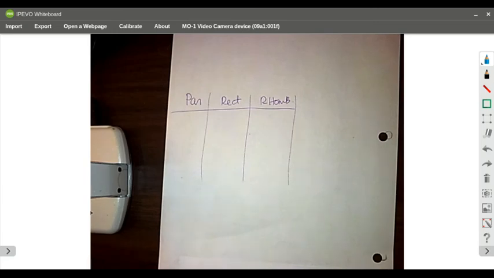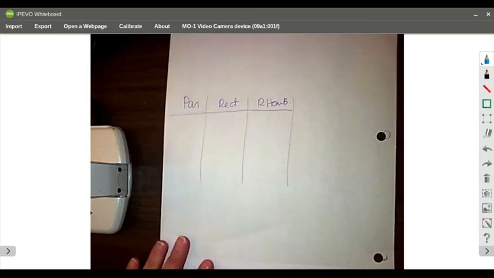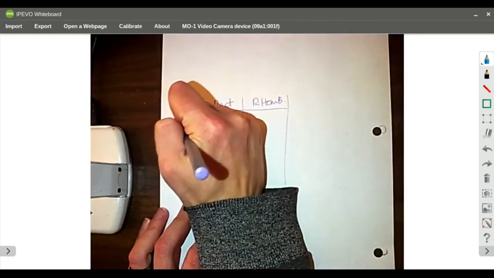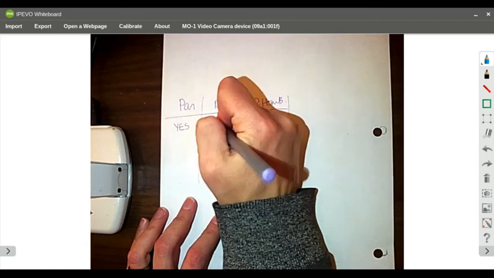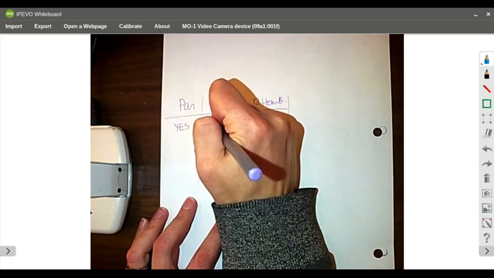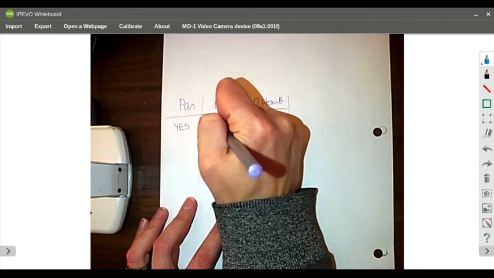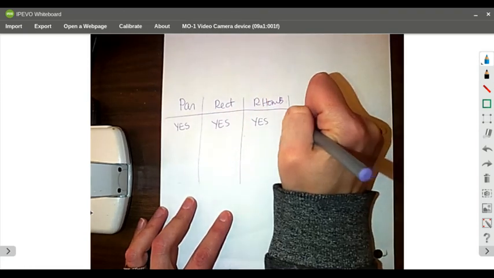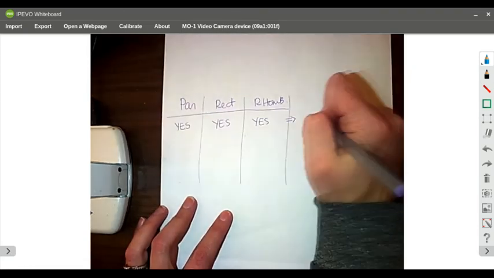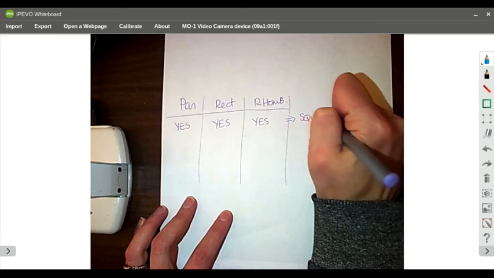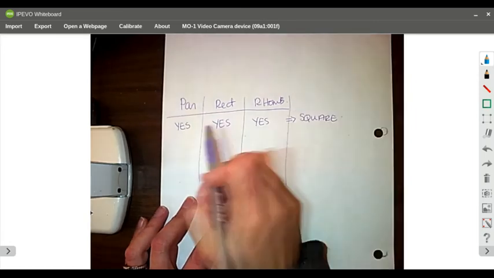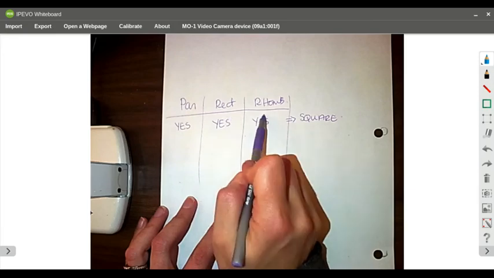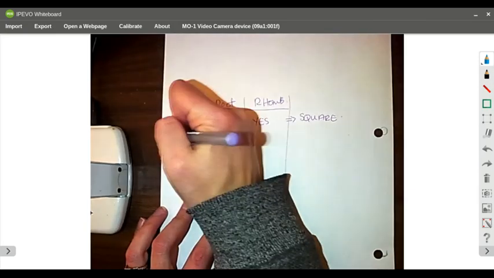Okay, so if you get that, yes, it is a parallelogram. Let's go with all yeses. Yes, it is a rectangle. Yes, it is a rhombus. Your final conclusion would be that it's a square, right? Because a square is a parallelogram, rectangle, and rhombus. So that would be a square.